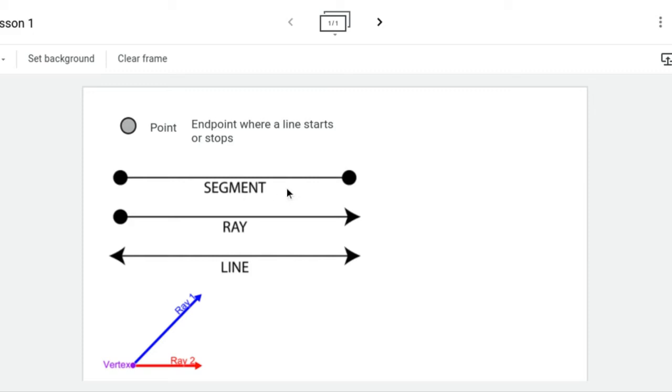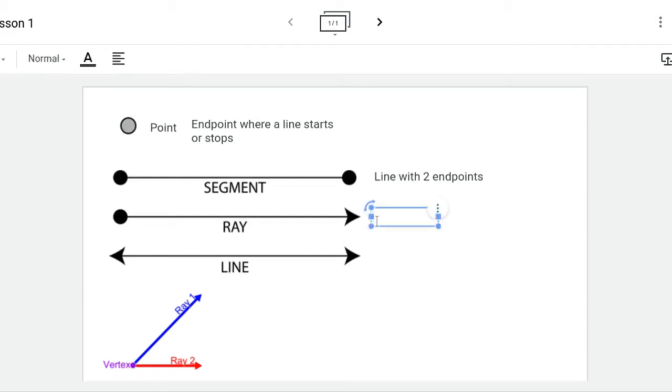A segment is the second one. Notice what is on each end of this line segment. It's two endpoints, and it has a line between them. A line segment is a line with two endpoints. So if there's a start and a stop, there's a line in between. That is a line segment.